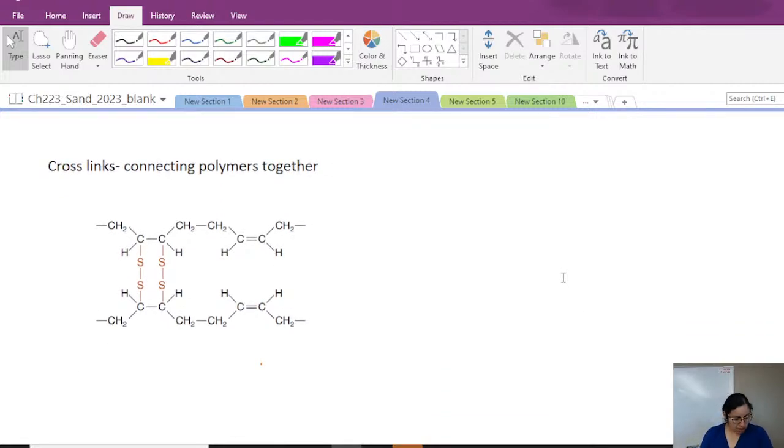And so we can also have different reactions. So we can also have what are called cross-link reactions. And this is where we start to get different structures or also kind of link different polymers together. And so one example of that is this. Have you ever heard of Olaplex?